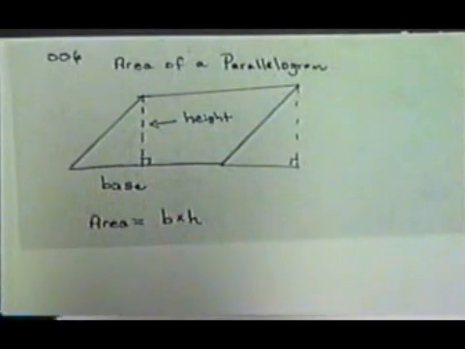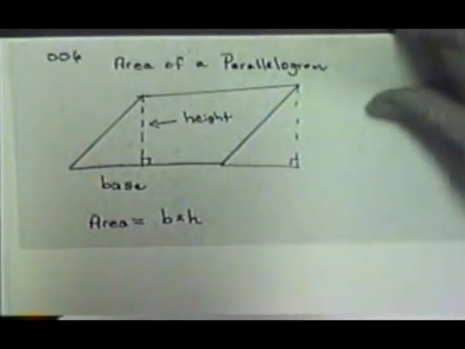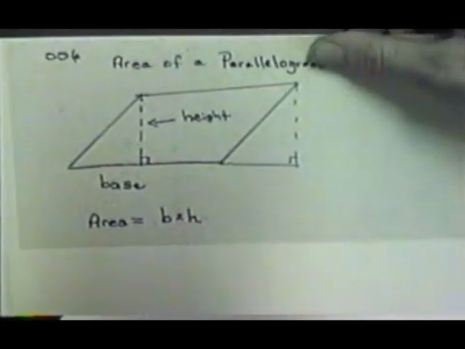So what we're going to do is use the formula for a parallelogram: area equals base times height. So you have to have the height drawn in for you in order to be able to find how many little square units would fit inside of a parallelogram. So we're just going to use that formula. Now, let's look at a parallelogram.